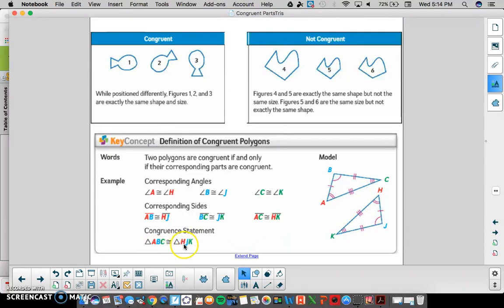Notice how those parts match up when we write that congruence statement. That A matches with H because angle A was congruent to angle H. B matches with J because angle B was congruent to angle J. And C was congruent to angle K. So they match up. Another way to write that statement would be triangle BCA congruent to triangle JKH. Notice again, the first matches with the first, second with second, third with third.